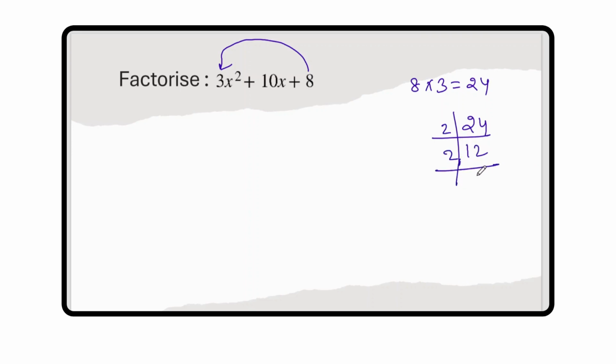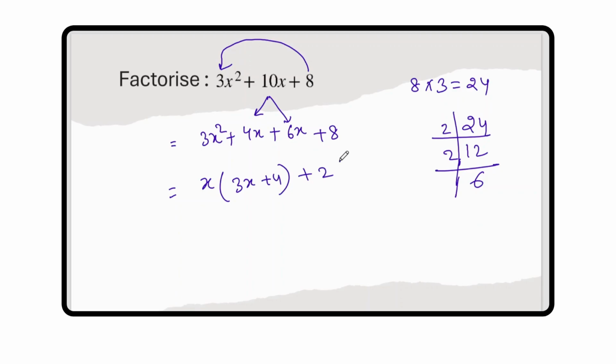Then again 2 times it is 6. 6 and 4 will work. So 10x can be written as 4x and 6x. Okay. So 3x square plus 4x plus 6x plus 8. So you can take common here. You will get x as common, and so you can write 3x plus 4. Here you will get 2 as common, 3x plus 4. So the final answer is x plus 2 and 3x plus 4.